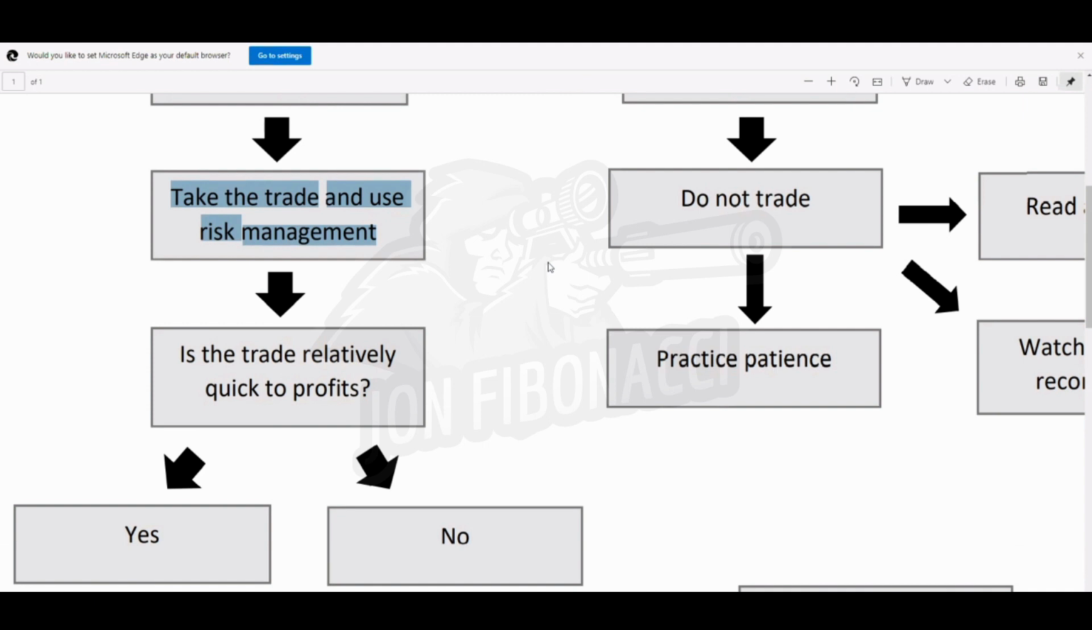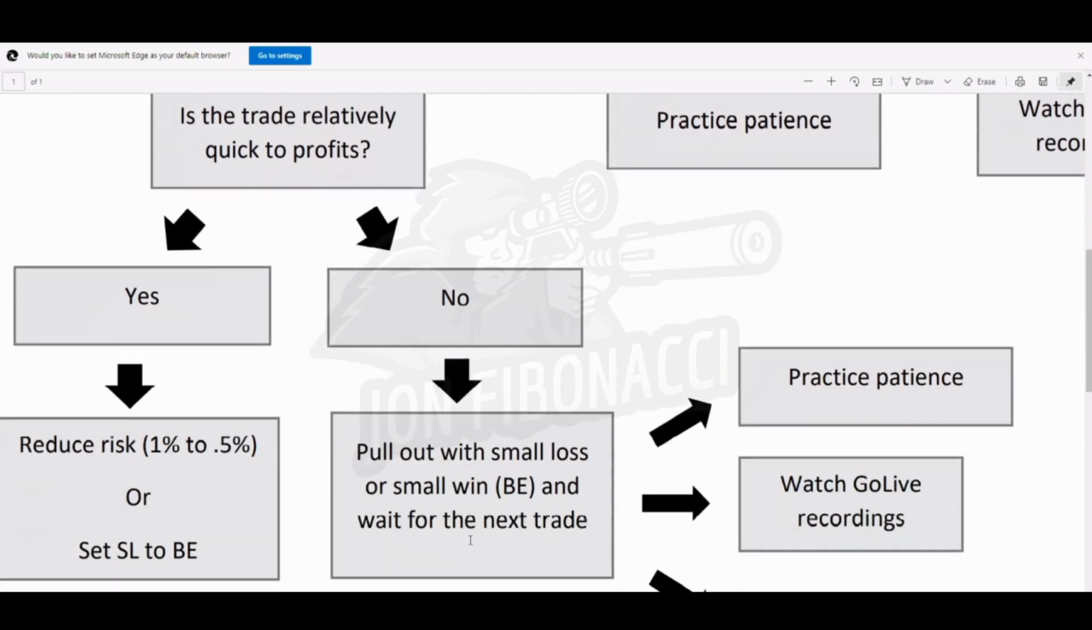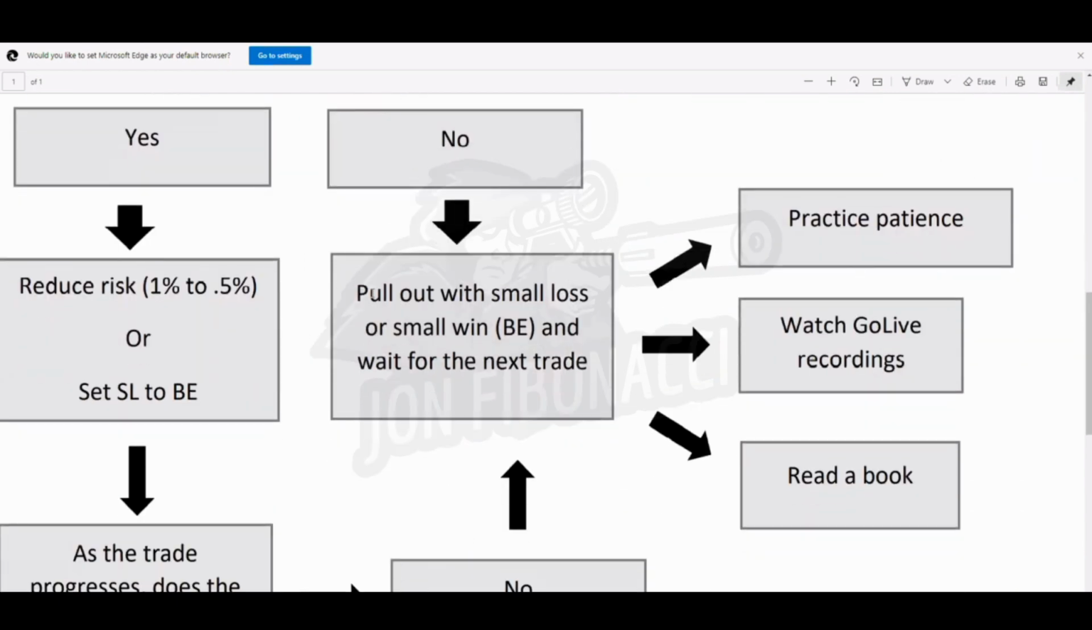Let's go with that first. Okay. Let's say you took a trade, whether it was a market order, maybe you set a limit, and you're in the market, it's a live trade. Is it quickly into profits? No, John, it's not quickly into profits. So what do I do? Well, what I would do is pull out with a small loss or a small win, which would either way count as a break even in my book, and then wait for the next trade.